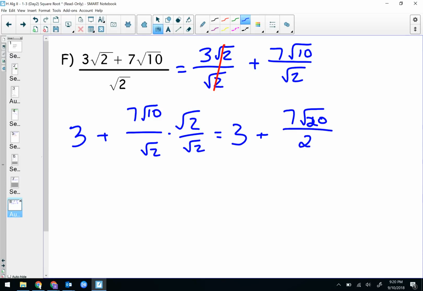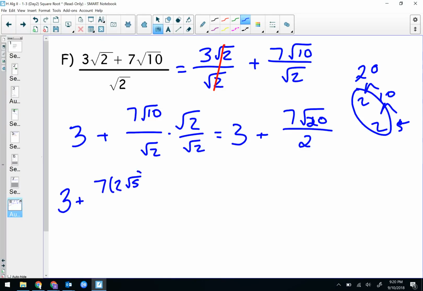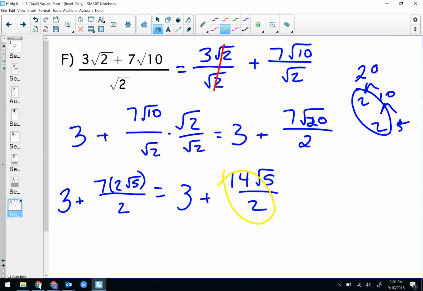Okay, now take a look at this. I can reduce down that radical 20, can't I? Radical 20 is 2 radical 5, right? A quick factor tree of 20 says that it's 2 radical 5. So it's 7 times 2 radical 5 over 2. Or, in other words, 3 plus 14 radical 5 over 2. Not done yet. Can't I take 14 divided by 2? So it's 3 plus 7 radical 5. That's my final solution.